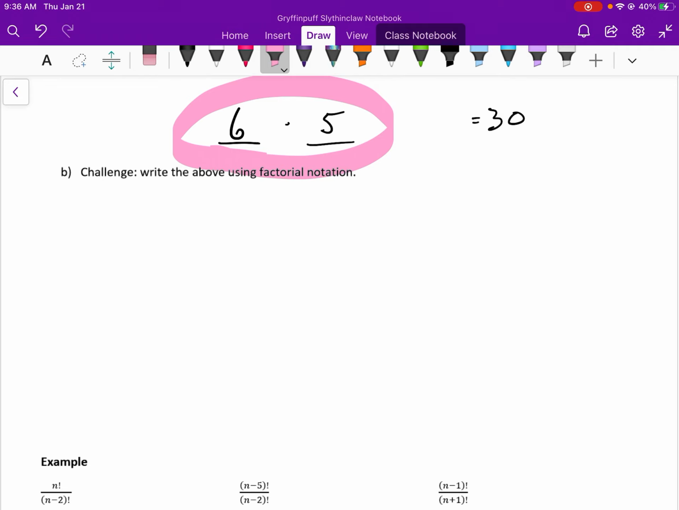Challenge: write the above using factorial notation.